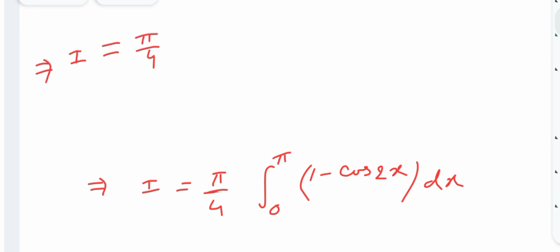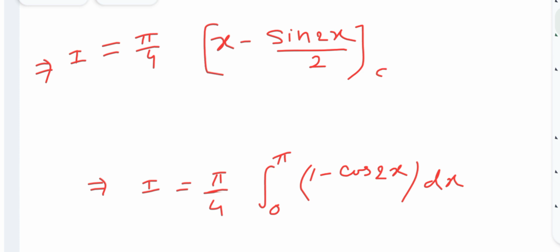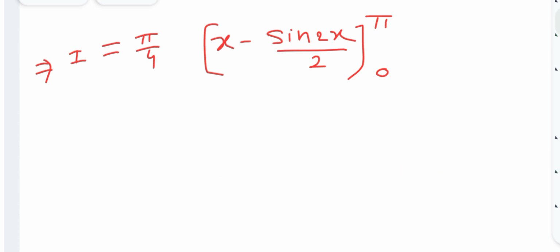Okay, and this integration we will do. So 1 into dx, integration is x, and minus cos 2x, cos integration is sine, so sine of 2x. And since this 2 is multiplying x, I will divide by 2. Then I will put the limit, upper limit minus lower limit. Now this will be our answer, so let's solve this.